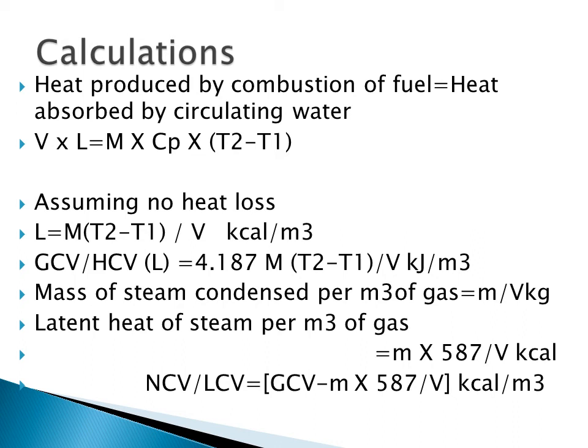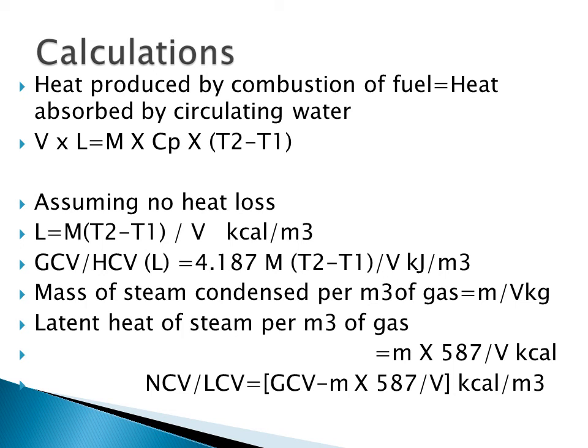Now one more small beaker is there, where we collect the condensed steam. That condensed steam we also have to measure. Its mass will be small m, the mass of steam condensed. For the mass of steam condensed per meter cube, we have to divide it by V, where V is the amount of fuel we have burned. So the mass of steam condensed per meter cube of gas will be m upon V.